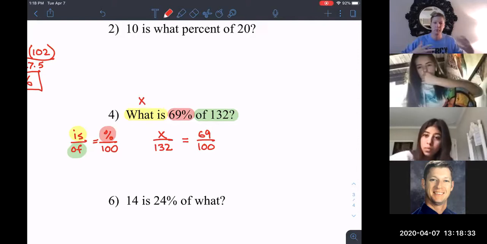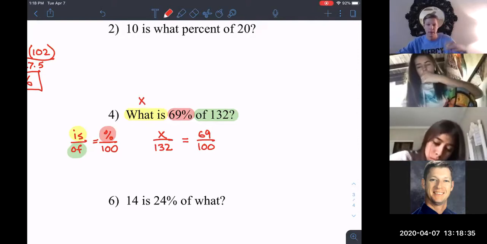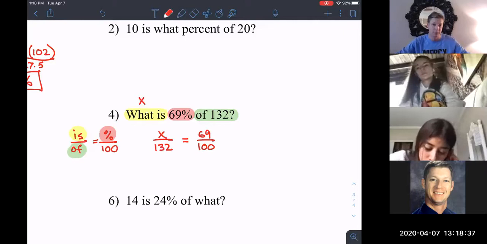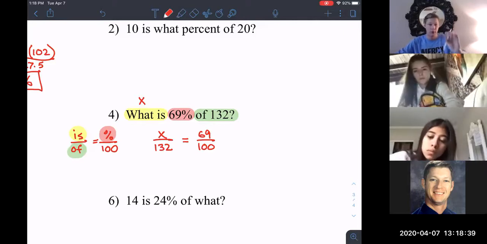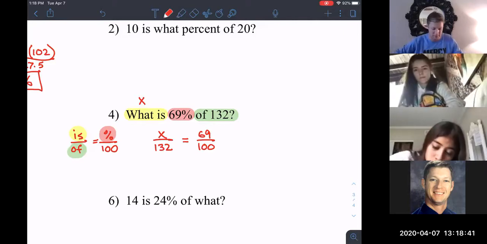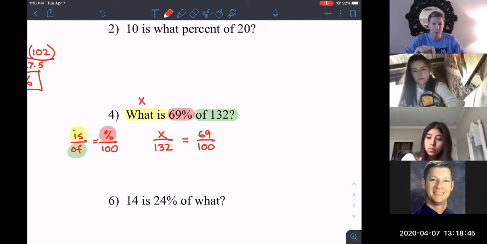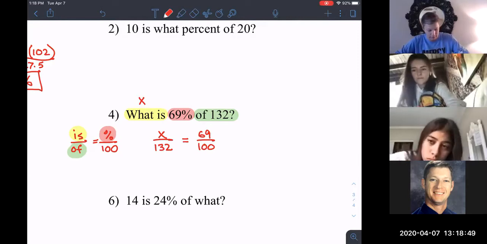Okay, so we're looking for the part. We're not looking for the whole thing. They gave us the whole thing. The whole thing is 132. We're looking for what part of 132 is 69%. So here's the shortcut. It works every time, no matter where your variable is, because this is what, mathematically, we're doing, okay?